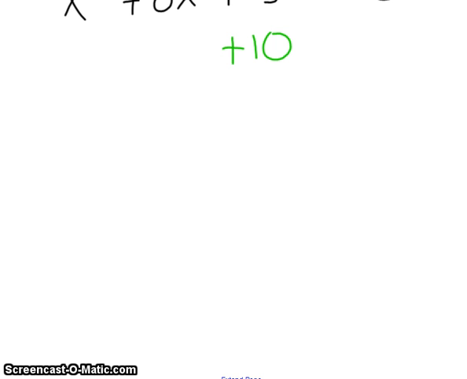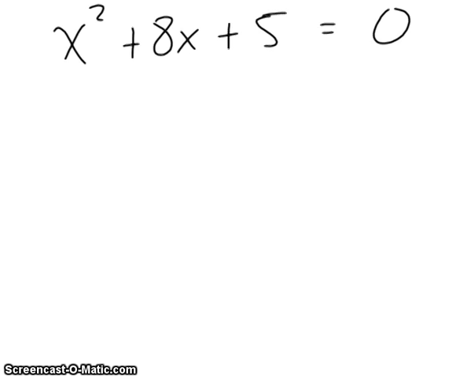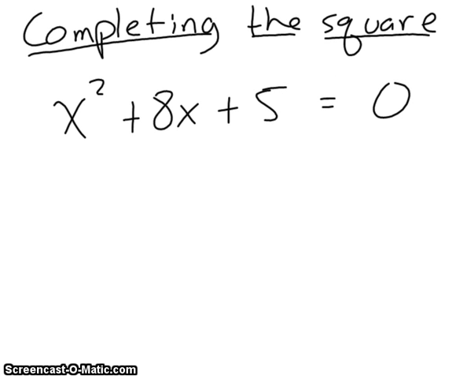If only there was a way that I could make it so I didn't have to use the zero product property. And that's where we get this idea of the square. We're going to complete the square. We're going to change 5 into 16. And here's the reason why.